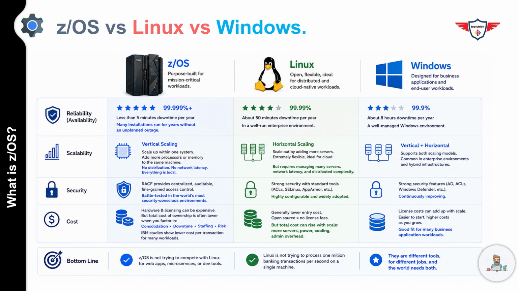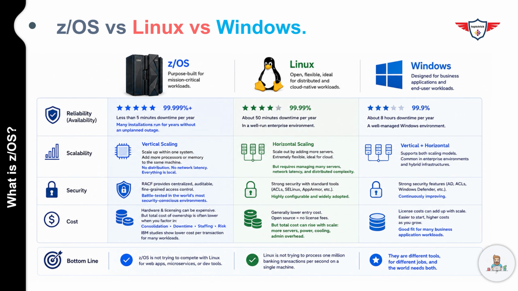So first one is reliability. A well-known Windows environment might achieve 99.9% availability, roughly 8 hours of downtime per year. On the other hand, if you talk about Linux, in a well-run enterprise setup it can reach up to 99.99%. That is about 50 minutes of downtime per year.